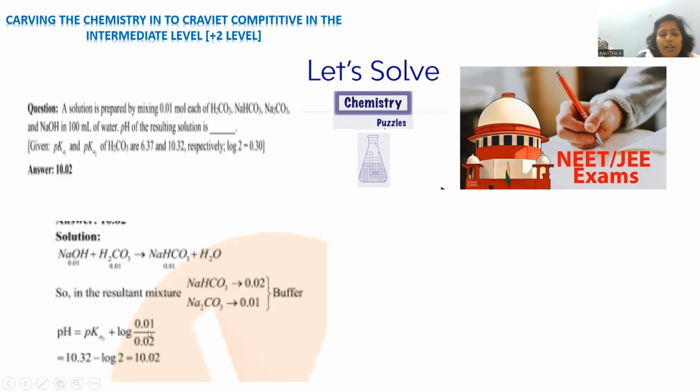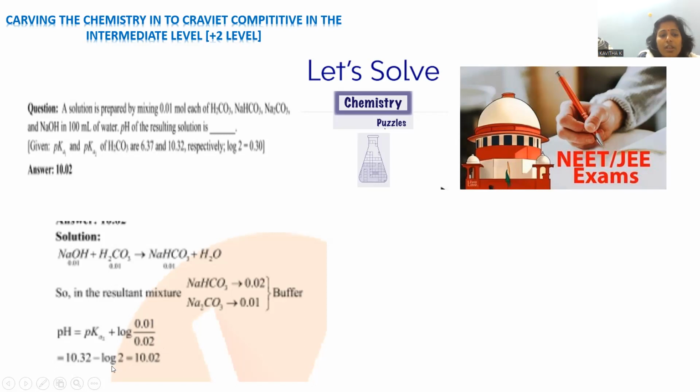So here, the Henderson equation is used for the pH calculation, so that we are using sodium carbonate by sodium bicarbonate. Fine. The pK2 value is provided as 10.32, and log 0.02 by 0.01 by 0.02 will become log 2. So the value will become log 2, and the log 2 value is already with you.